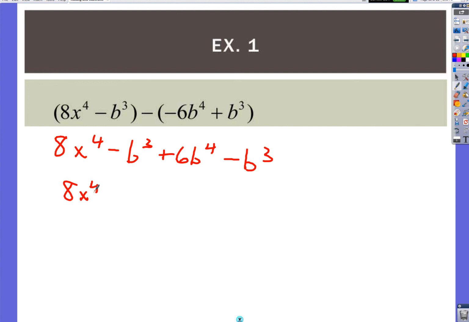Look, this 6b to the 4th has nothing like it, so we'll just drop this as well, plus 6b to the 4th. What's negative b to the 3rd minus b to the 3rd? It's negative 2b to the 3rd. Be careful, because people see that and they just want to cancel them. They do not cancel.